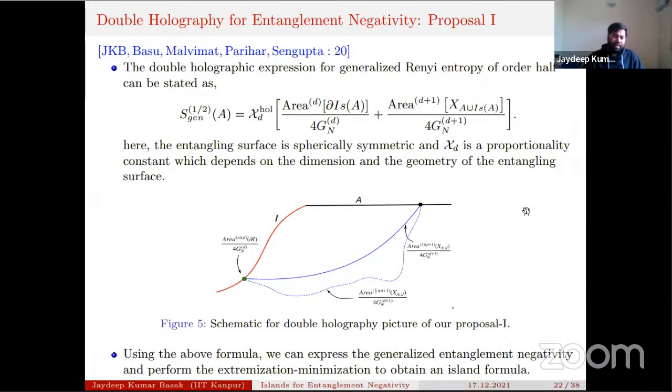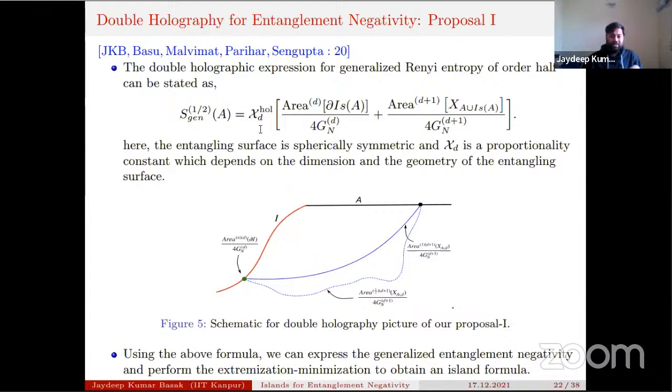In the same way, we can understand our negativity proposals. For that, we try to consider the double holography expression for generalized Renyi entropy of order half. Now, here we say that the entangling surface has spherical symmetry. Now, when we have the spherical symmetry, we can write the special form where we can write S gen of order half as a proportionality constant times the generalized entanglement entropy of order 1.